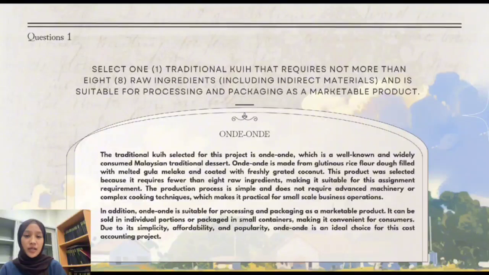The production process is simple and does not require advanced machinery or complex cooking techniques, which makes it practical for small business. In addition, Onde-Onde is suitable for processing and packaging as a marketable product. It can be sold in individual portions or packaged in a small container, making it convenient for consumers.